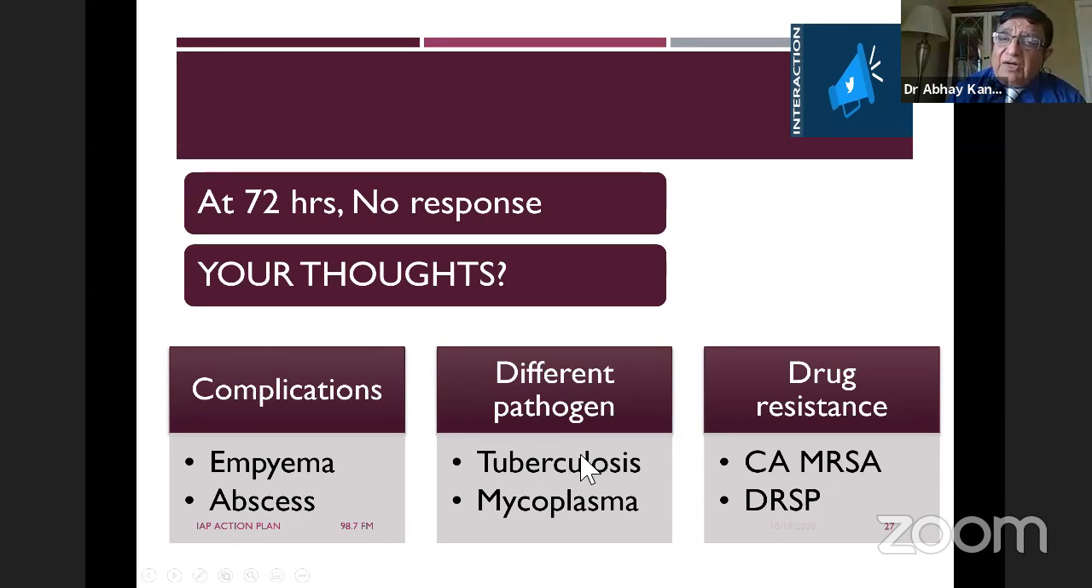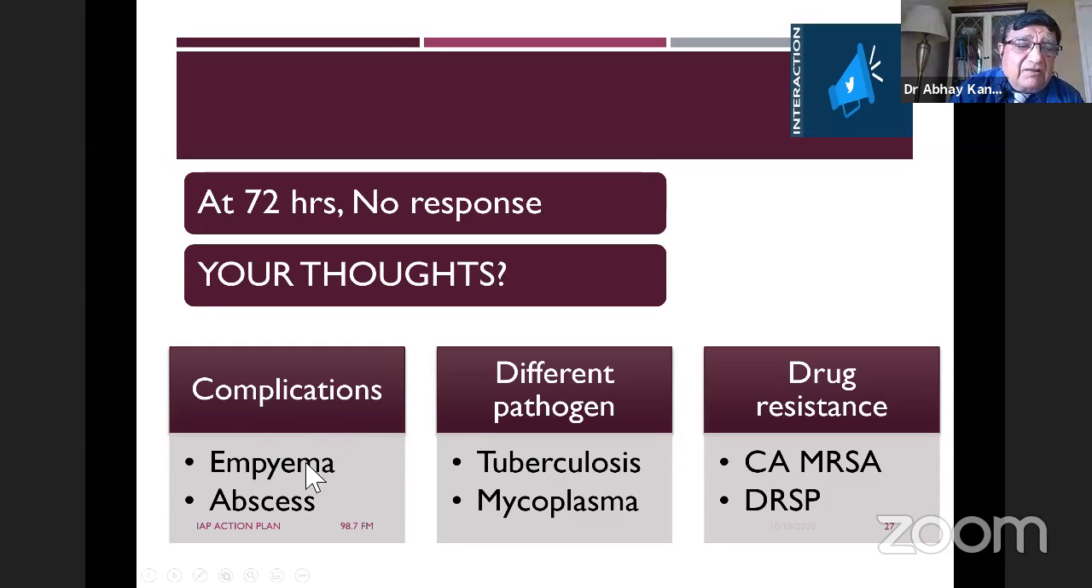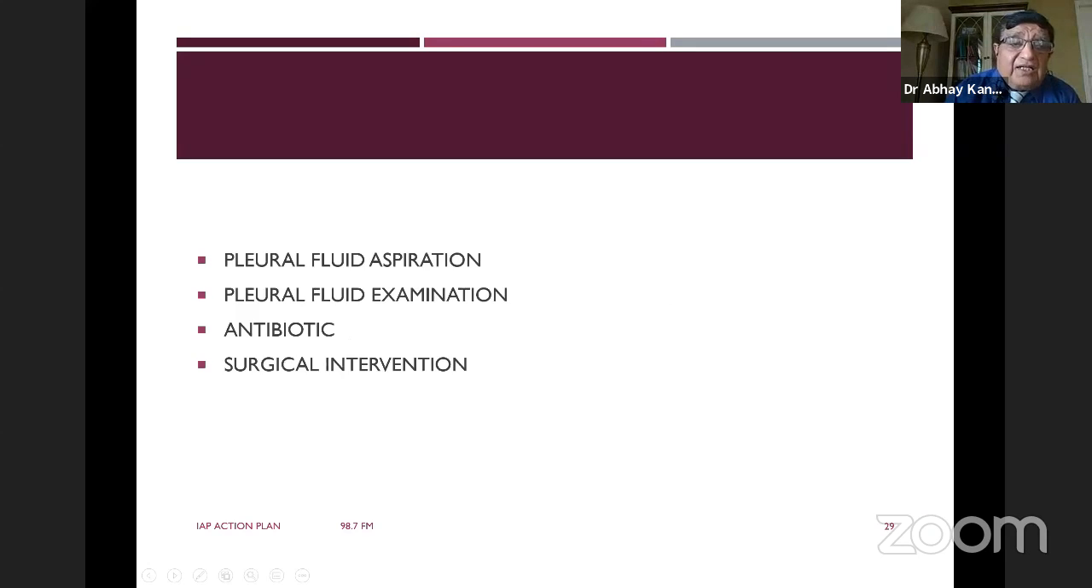DRSP is not there. One of the important, common situations that we encounter is foreign body aspiration, a forgotten foreign body sitting beneath, which sometimes will not allow the pneumonia to resolve. So foreign body is one of the important causes that we have to think of. But the commonest cause among these is the development of empyema. So let us now discuss how you will manage a case of empyema.